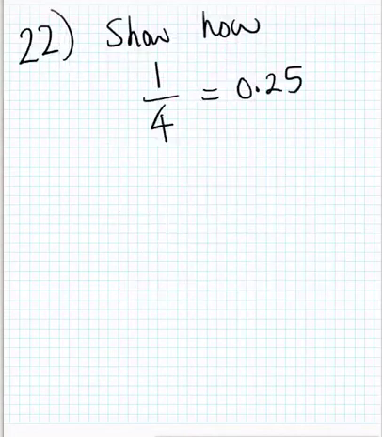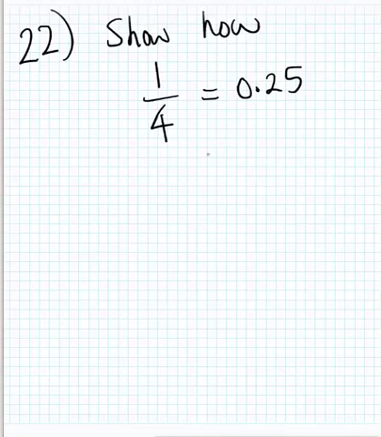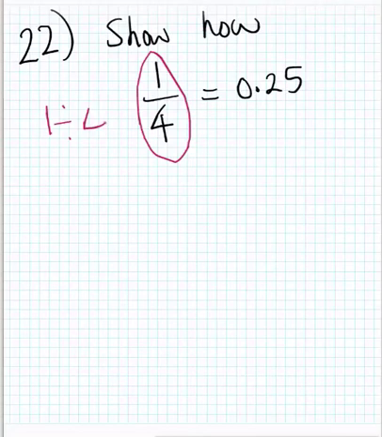Now with question 22, I'll do this one here, but for the other ones where you're dividing and you have remainders, there is a lesson online that you can rewatch if you get stuck. But for this one here, show how a quarter is equal to 0.25. To put this in our calculator, it's simply saying 1 divided by 4. We know this line here, the vinculum, means divide.